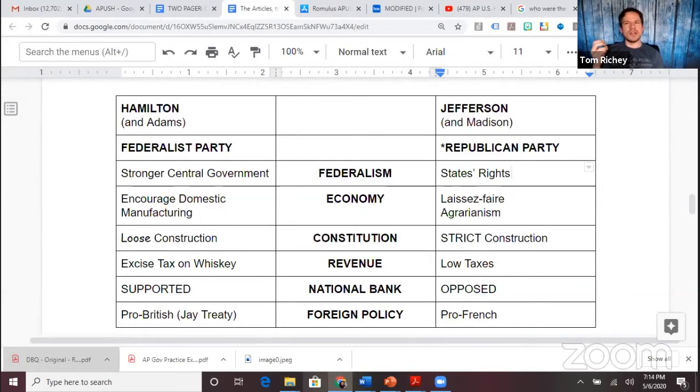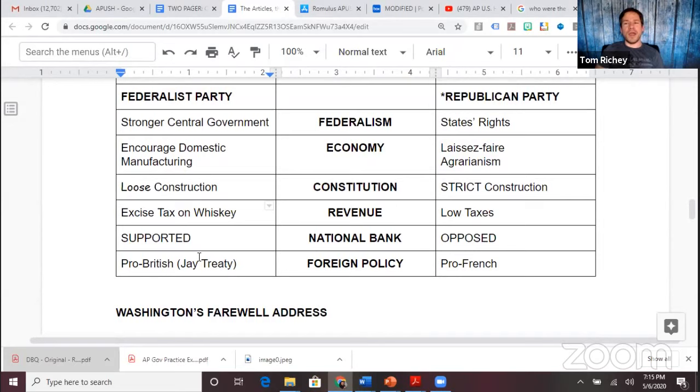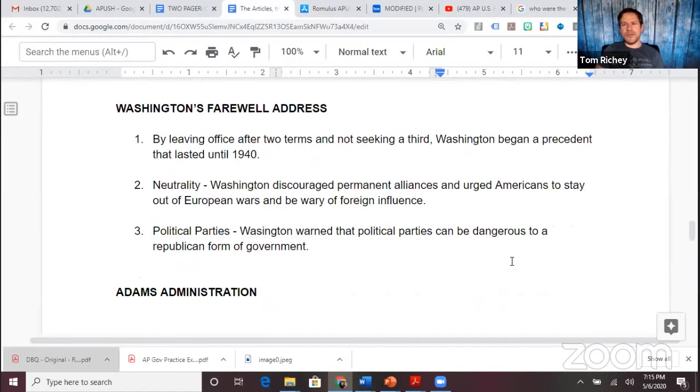Now, when you look at the Federalist Party, a stronger central government that should encourage domestic manufacturing, that believes in a loose construction of the Constitution that includes implied powers. Revenue, so instead of low taxes, we see that they supported an excise tax on whiskey, which of course sparked the Whiskey Rebellion. They supported the National Bank. They were pro-British. They supported the Jay Treaty, whereas the Jeffersonians tended to favor the French and did not support the Jay Treaty.